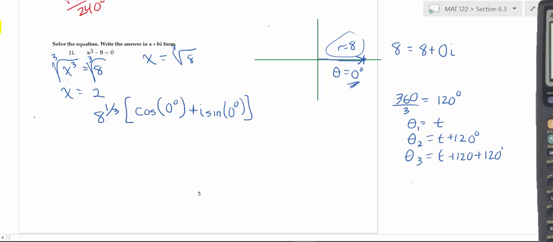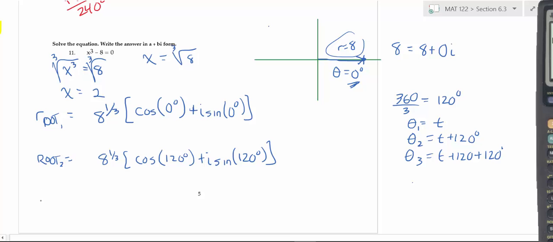Okay, so we're going to do that. That would be like the root number 1. I'm going to call that just root 1. Then the second root, root 2, is just going to be 8 to the 1/3 times the cosine of 120 degrees plus i times the sine of 120 degrees. Okay, then the last root, there's going to be 3 roots on this cube root. You're going to do 8 to the 1/3 times the cosine. Now you're going to go up 120 again to get 240 degrees plus i times the sine of 240 degrees.